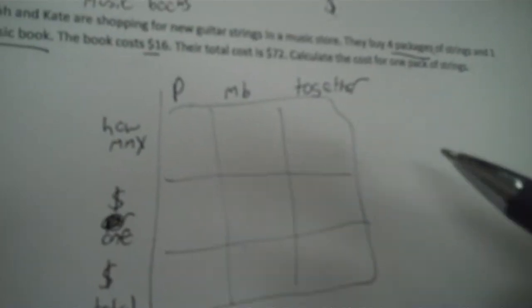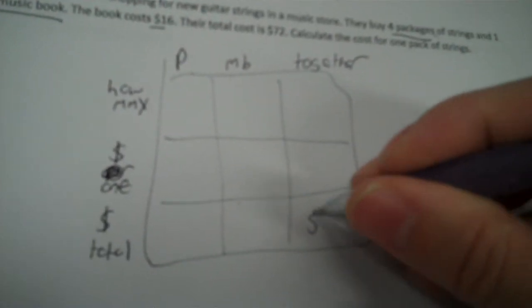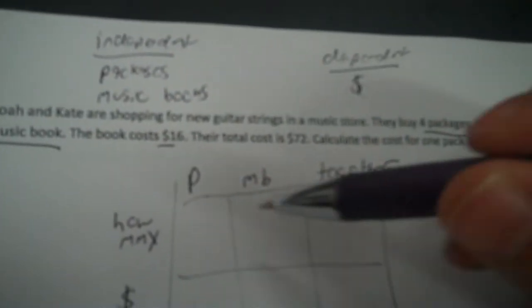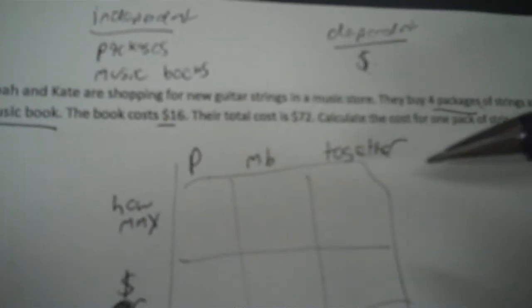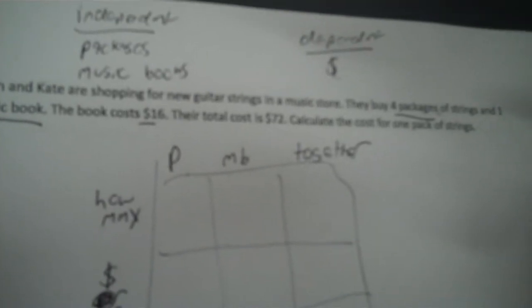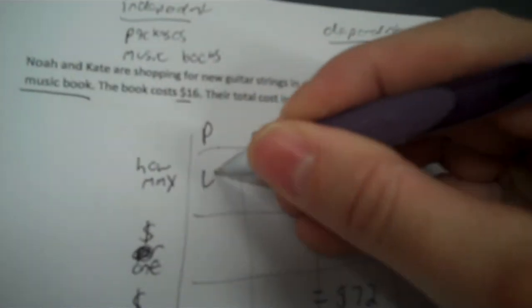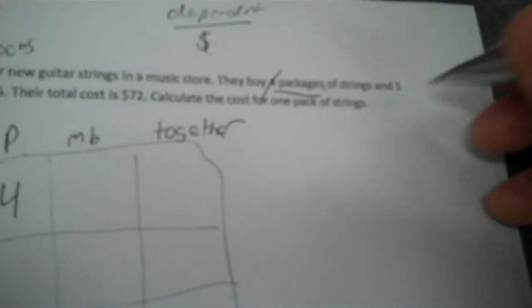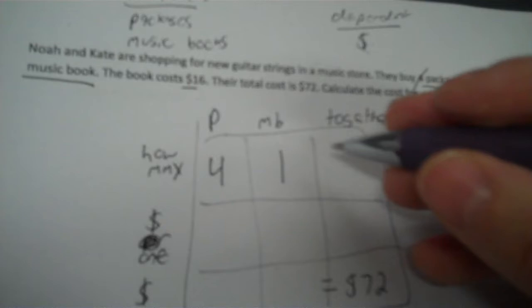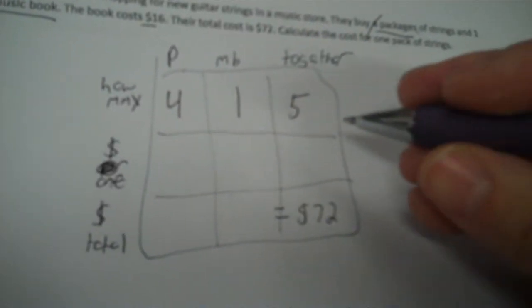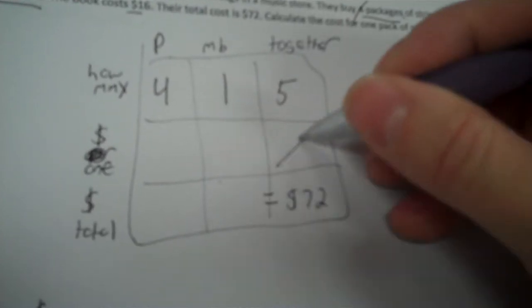Now, first, what's your money total together? The total cost was $72. Put an equals in front of that. Now, how many has nothing to do with money. It means how many of them I have, okay? So, how many packages? You bought 4 of them. How many music books? You bought 1 of them. So, together, 4 plus 1 is 5. Now, in this class, you're never going to put anything in that box right there, ever.